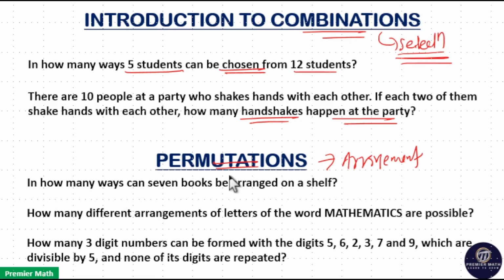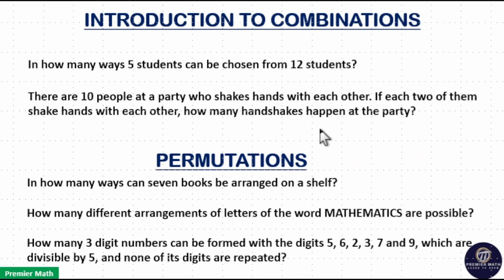And here, a permutation question means: in how many ways can 7 books be arranged on a shelf? This is about arrangement. And here, different arrangements of the letters of the word mathematics. This is also about arrangement. So, let's start our session.